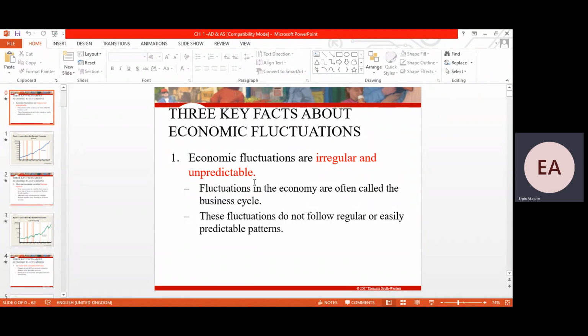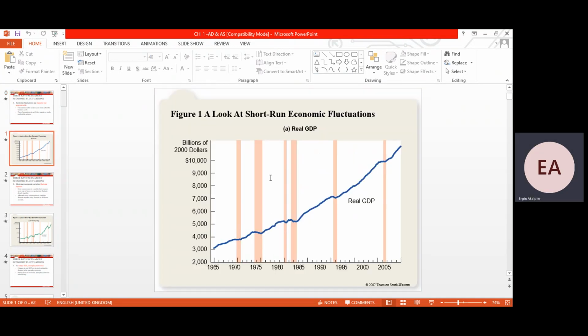Three key facts about economic fluctuations. The economic fluctuations are irregular and unpredictable. Fluctuations in the economy are often called the business cycle, and these fluctuations do not follow regular or easily predictable patterns. As you are seeing on the graph, we are illustrating the short-run economic fluctuations on the figure.